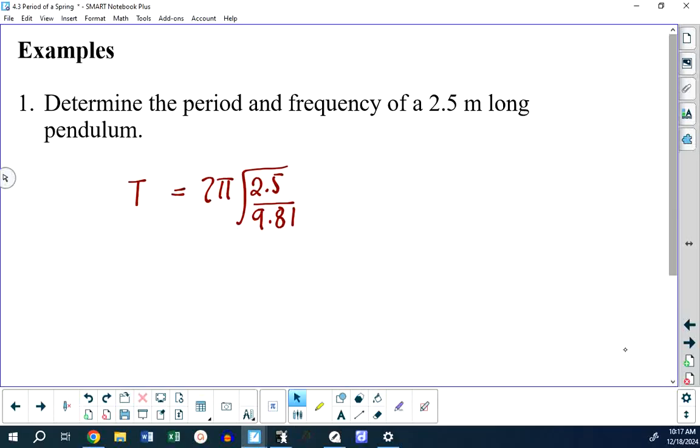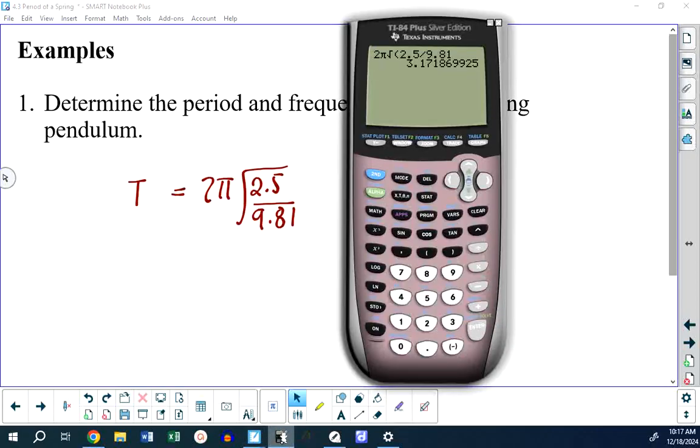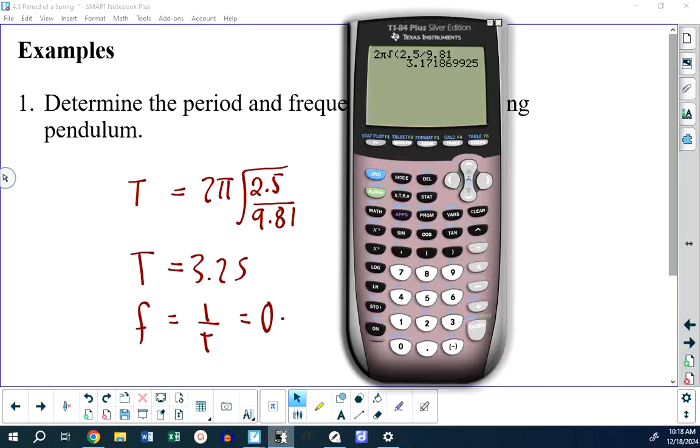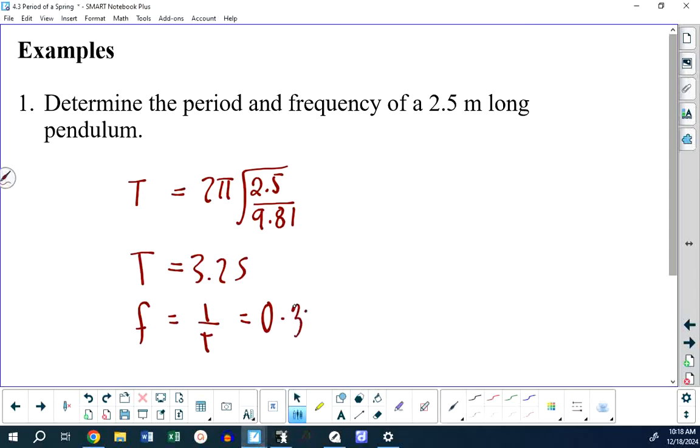About 3.2 seconds. Frequency is the reciprocal of the period, about 0.33. Well, 0.32 hertz. Again, I just took a different approach this semester. What I want us to do is just learn how to use the formulas today, and then we'll look at doing the lab work tomorrow.